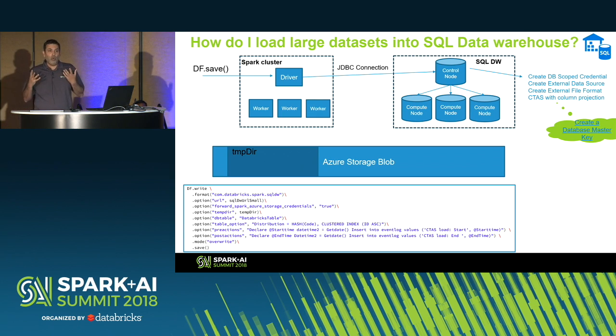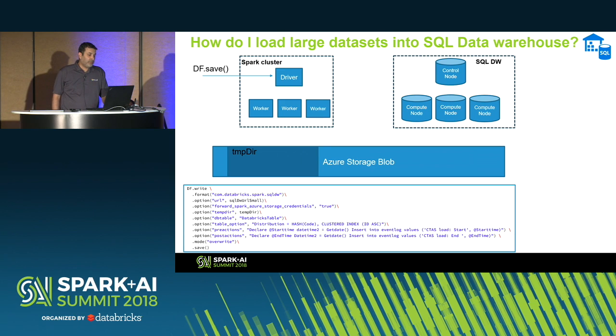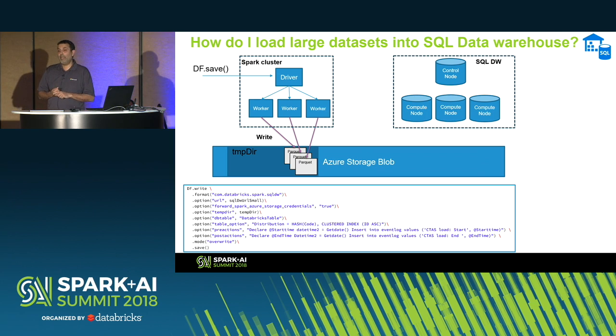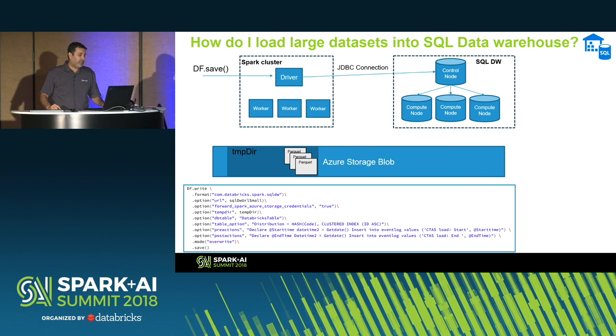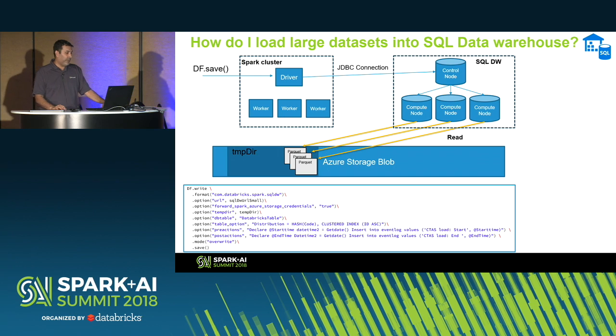The best way to load into a data warehouse, SQL data warehouse, is via Polybase. And with Polybase, actually all the compute nodes individually load data into them rather than flowing the data through the head node or control node. So it creates the external data source in file format. And then the Spark cluster outputs the data it needs into Parquet format into this temp storage directory, which in turn, the data warehouse then reads. So that's the most efficient way to actually load data into the data warehouse.